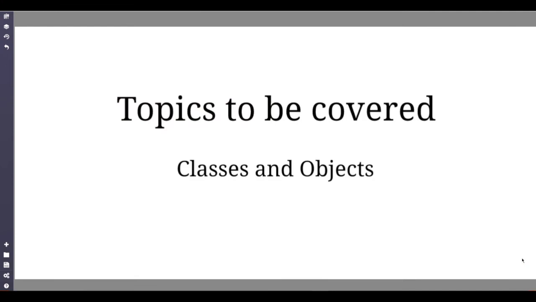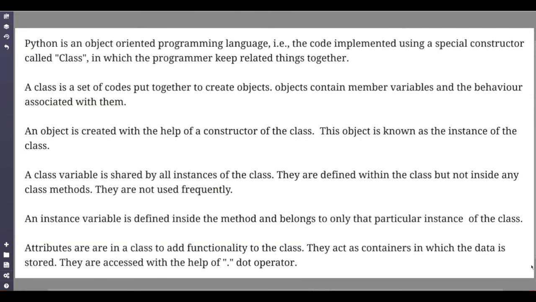Python programming tutorial. Today we'll be discussing the basic terminologies of classes and objects and then create the same. These are a few terminologies that we need to understand in order to understand the concept of classes and objects. So the first one is that Python is an object-oriented programming language, that is, the code is implemented using a special constructor called class, in which the programmer keeps related things together.